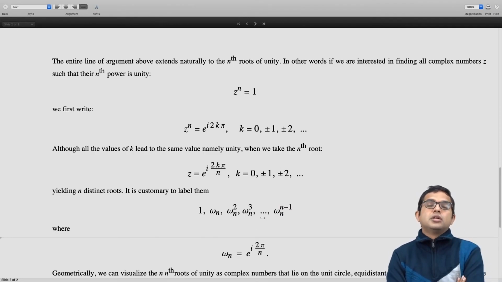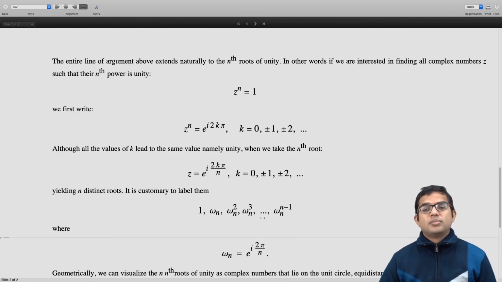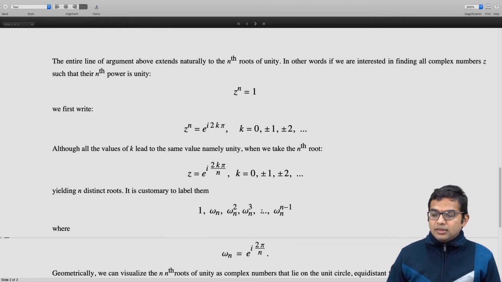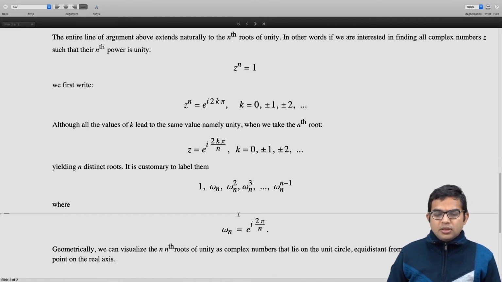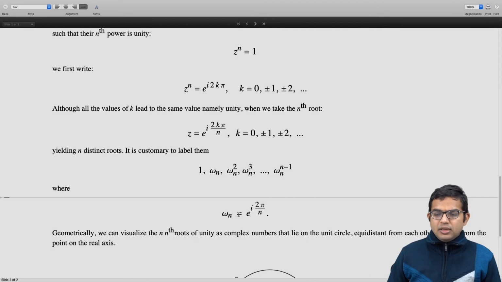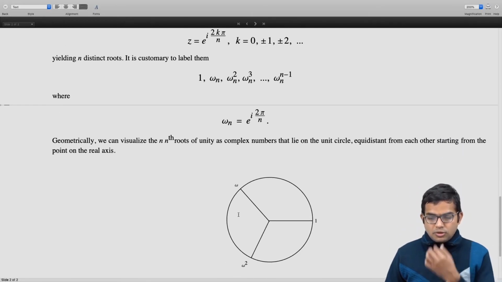So in fact, the cube roots or the fourth roots or the nth roots of unity in general, they all have modulus 1, but it's only in the phase that they differ. And they can be thought of as points sitting on a circle of radius unity centered around the origin of the complex plane, and these points are all equidistant from each other, starting from the point on the real axis. So we'll illustrate this for the cube roots of unity.